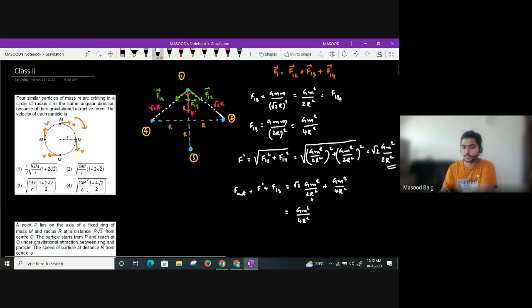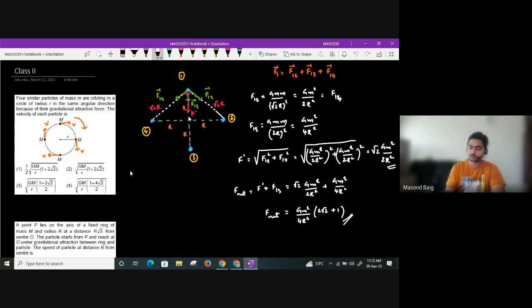This is GM square by root 2 R square, no? So what I'll get, if I want to get root 2 in the denominator, it will be 2 root 2 plus 1. This is the net force going to act on any mass, guys. Clear, all of you? The force acting on any mass will be the vector sum of forces due to all the masses present in the system, guys. So the net force acting on any mass, you may take, will be GM square divided by 4R square into 2 root 2 plus 1.